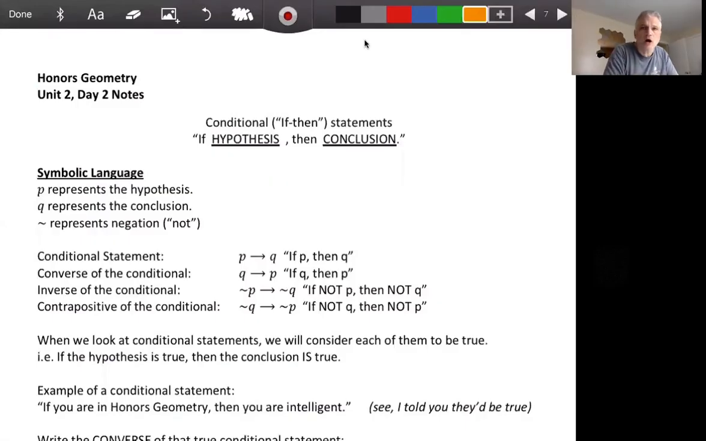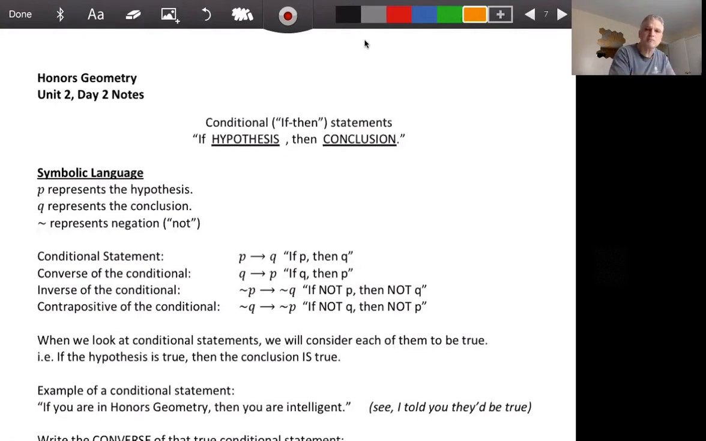Honors Geometry, Unit 2, Day 2 notes. Some fun stuff coming here. When I learned this stuff as a geometry student, it just made me feel smarter, just because of the language that is going to be in here. You're going to learn some cool vocab, logic and thinking, and conditional statements. I just like it. But hey, here we go.